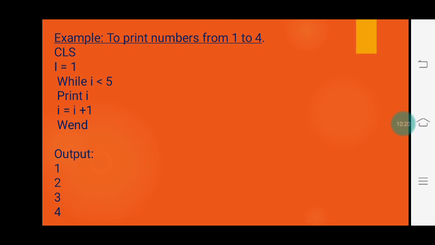Next one is print I. Means print the value of I. Then I is equal to I plus 1. So increase the value of I by 1. And the last one is the wend. Means shift the control to the while statement. So here you will get the output 1, 2, 3 and 4. At last the condition will not be satisfied. So 5 is not less than 5. So you will get the output from 1 till 4.